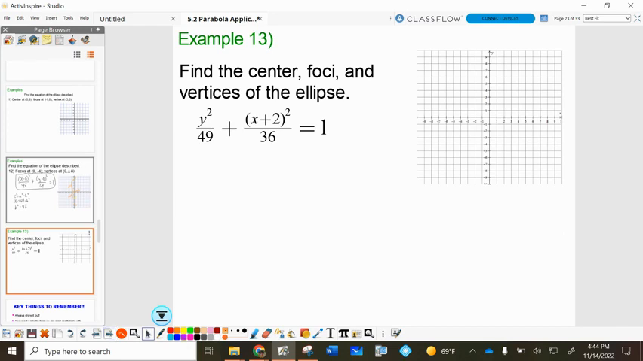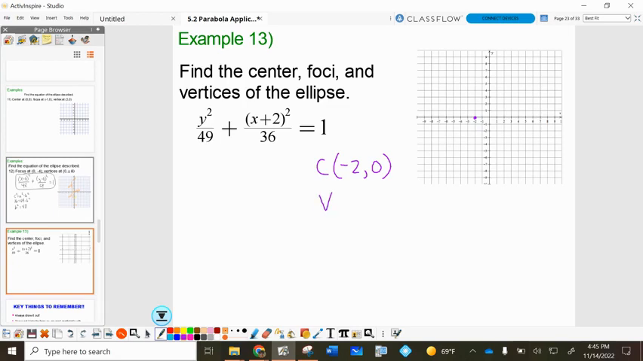Okay, so this means that my center is at negative 2, 0. Okay, so my center is at negative 2, 0. And that's the first thing they asked, so that's done. And then the focus and the vertices. The vertices are going to be the easiest to find next, so let's go ahead and do that.